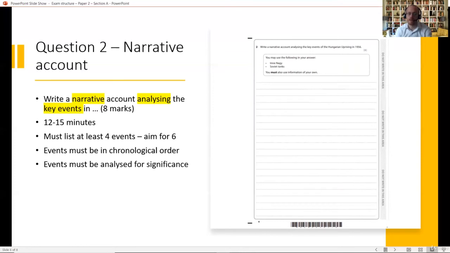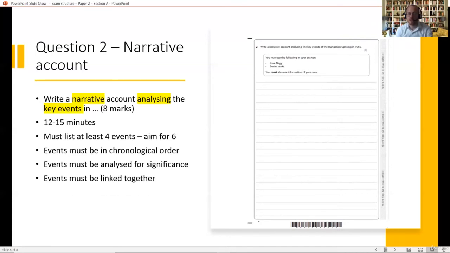The events must be analyzed for significance. You don't just list the events in bullet point form. You write in paragraphs and you say, the Soviets invaded Afghanistan. This was important as it forced the Hungarians to begin a guerrilla campaign. Okay, so you need to have lots of analytical sentences like, this was important, this was significant. As a result of this, you need to use that type of language in this question because they're the kind of sentence starters that lead to analyzing.